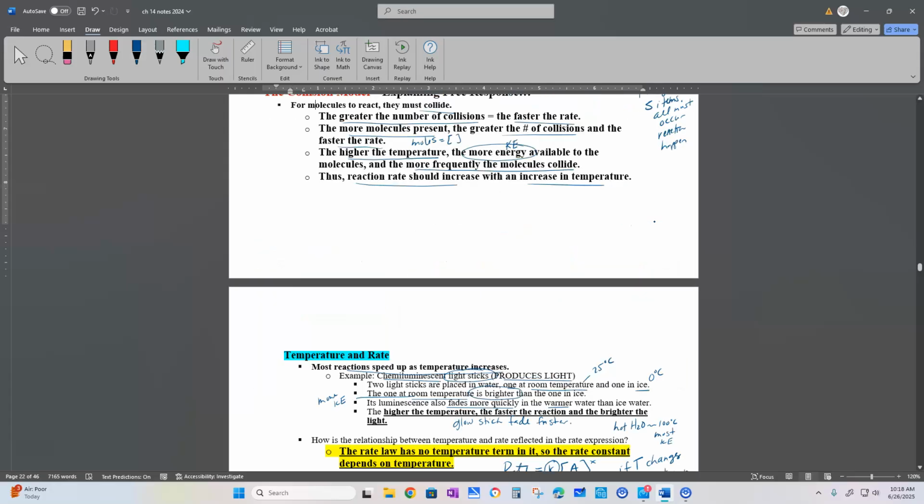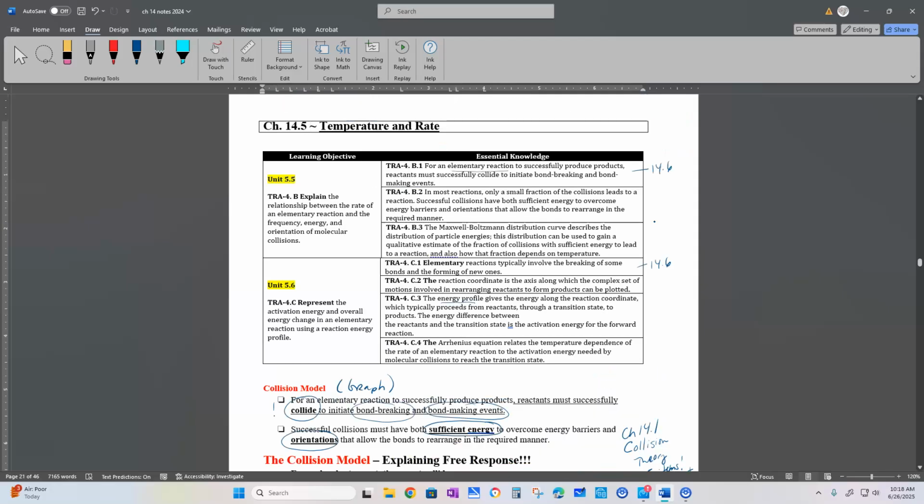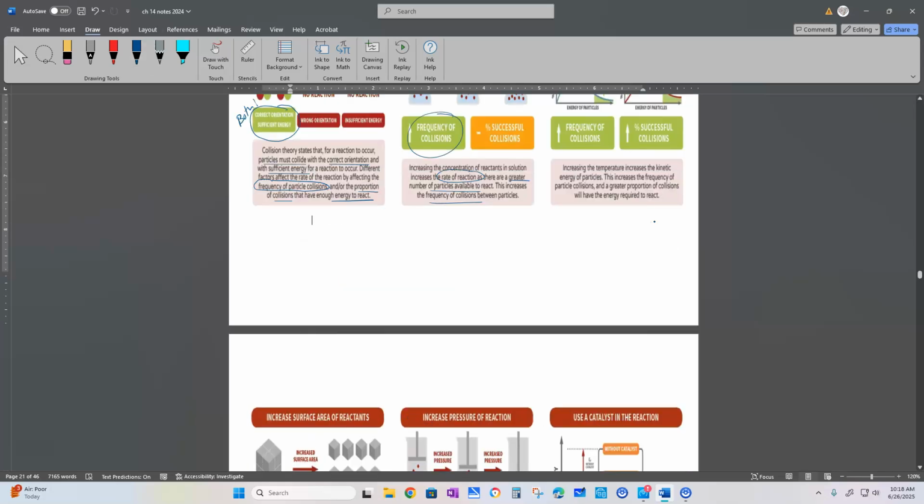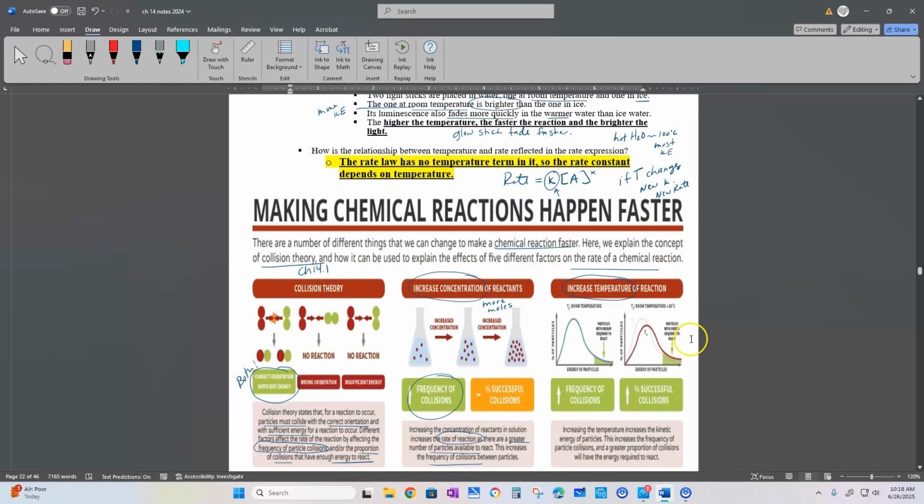Now, I want to go back to the learning objectives. There is a curve we talked about in chapter 11, the Maxwell-Boltzmann distribution curve. It looks at temperature and collisions. So this is that curve right here, and we're going to label it the Maxwell-Boltzmann distribution curve. In chapter 11, we looked at molar mass and temperature. We're just looking at temperature in this chapter.